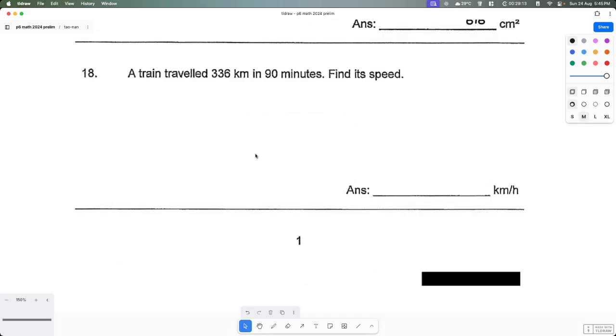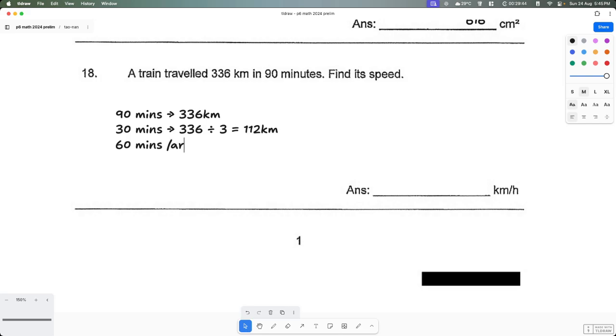Question number 18. A train traveled 336 kilometers in 90 minutes. Find its speed. Okay, so 90 minutes is equal to 336 kilometers. So 30 minutes is equal to 336 divided by 3, which is equal to 112 kilometers. So 60 minutes is equal to 112 times 2, which is 224 kilometers. So in this case, it's 224 kilometers per hour.